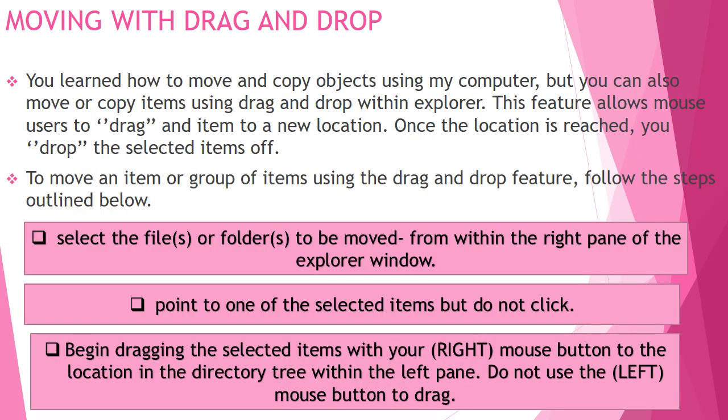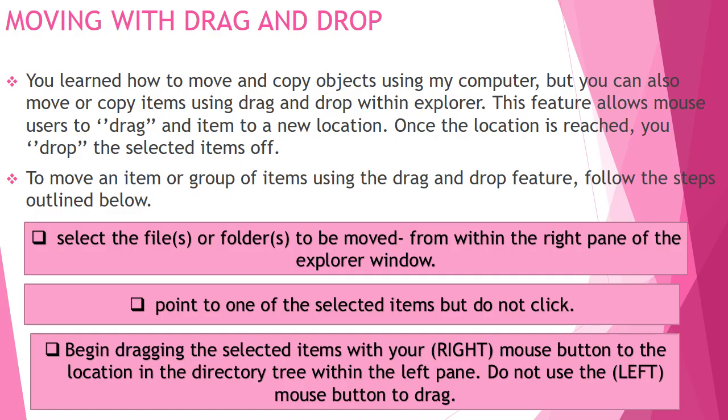So, moving with drag and drop. You learned how to move and copy objects using My Computer, but you can also move or copy items using drag and drop within Explorer. Moving with drag and drop means to select an item on your computer screen by clicking and holding down the mouse button.